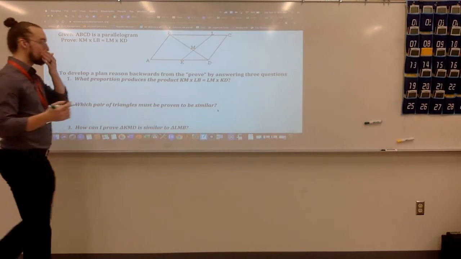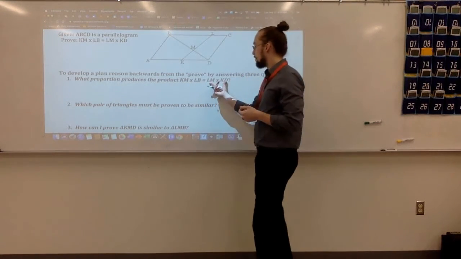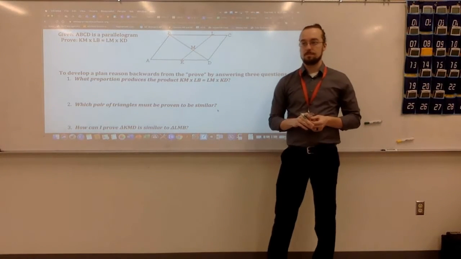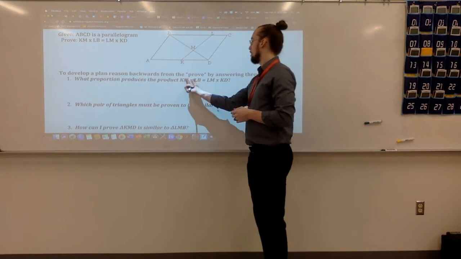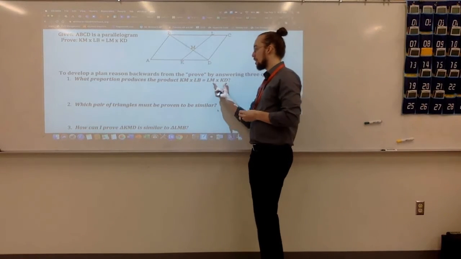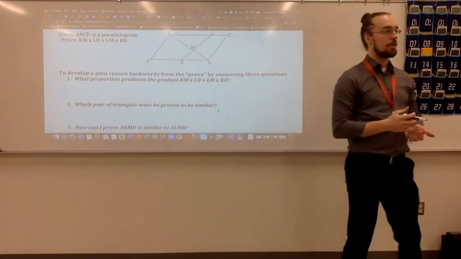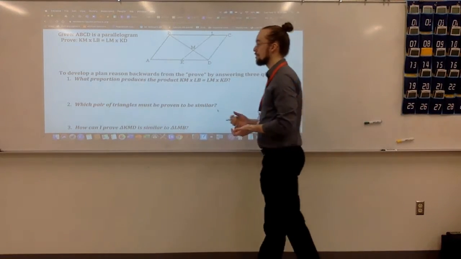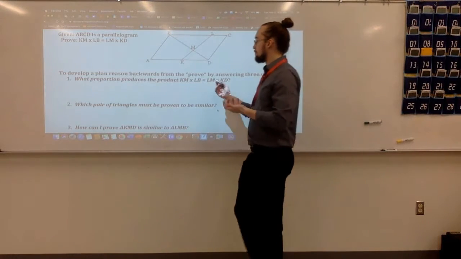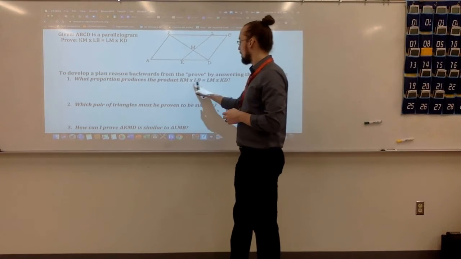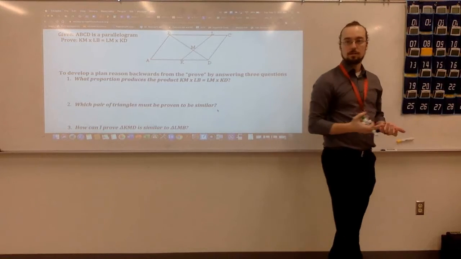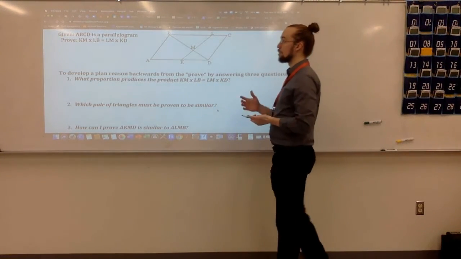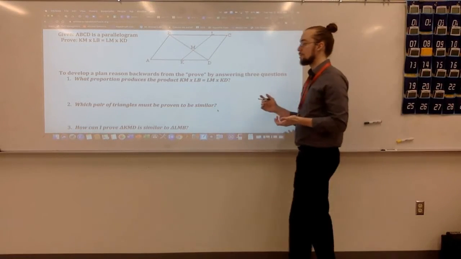What we want to think about is, if I had some proportion and I cross multiply, how would I get this? Well, I'm going to divide both sides of this product by something to get back to a proportion that makes sense. That's the first thing we want to do if we're asked to prove some product like this. We want to think backwards. I'm going to have to divide both sides by something to get back to a proportion that would make sense in terms of similar triangles.